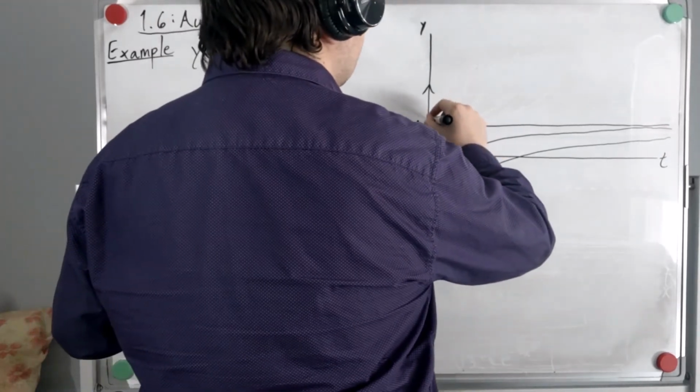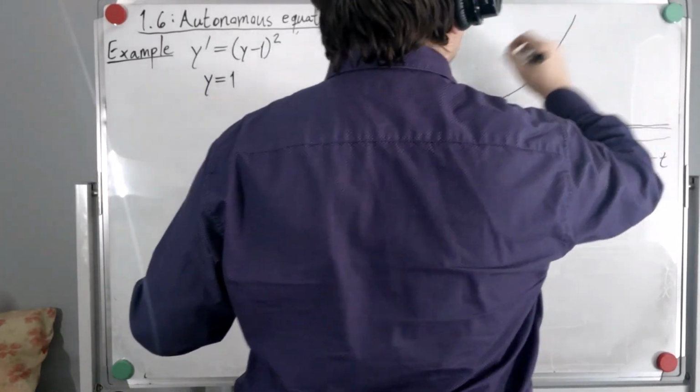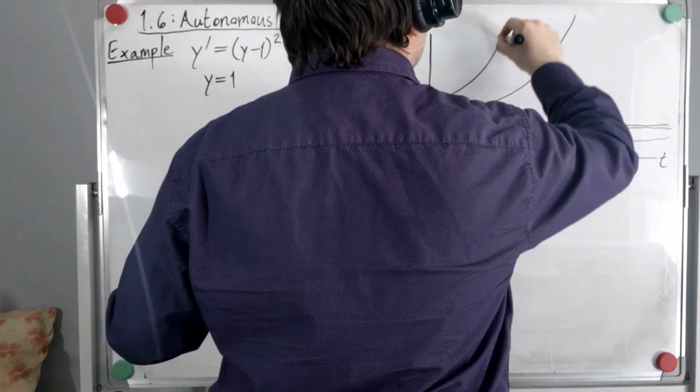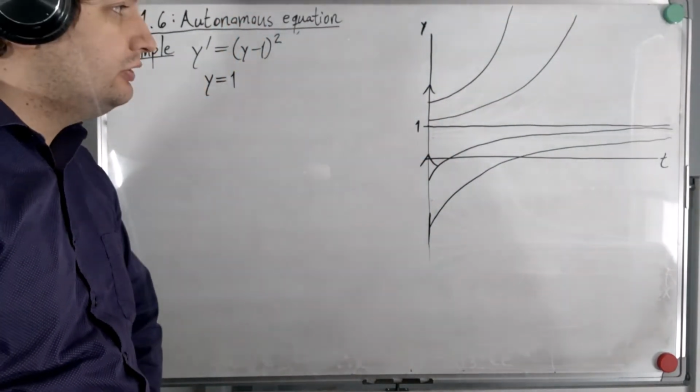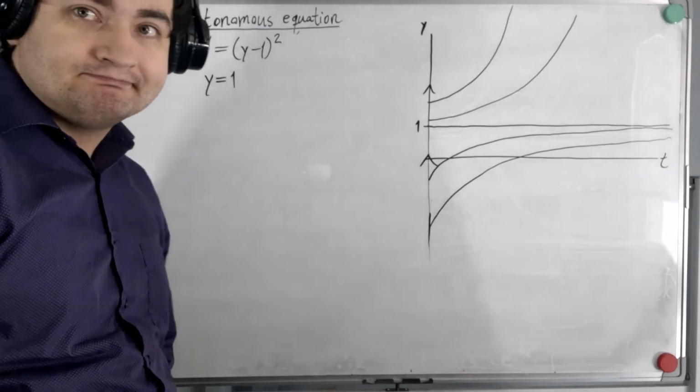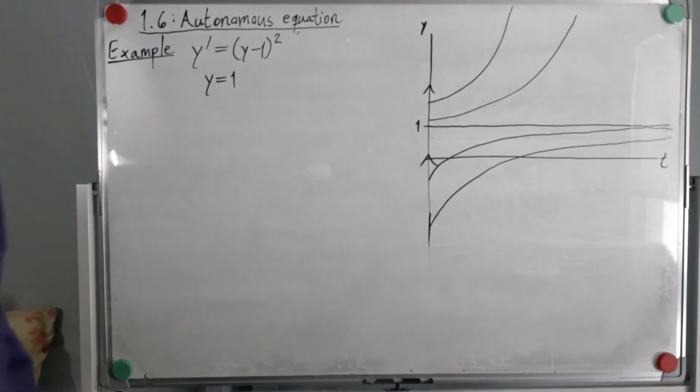And they're going to go up in this region and move away from 1. So all the solutions look like that. Okay.